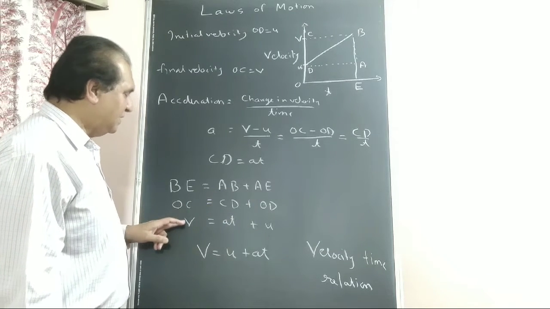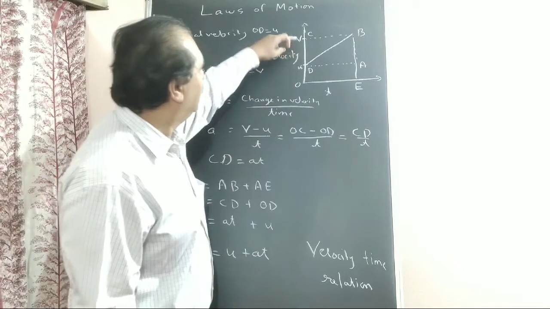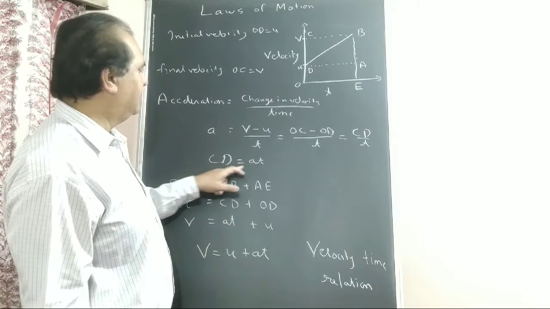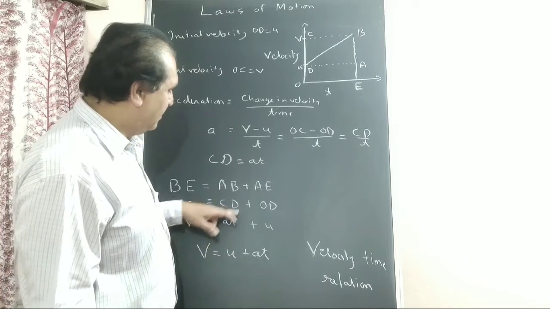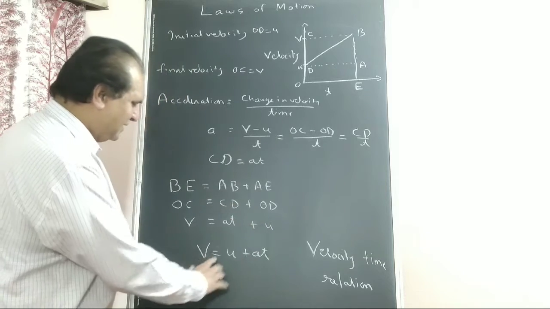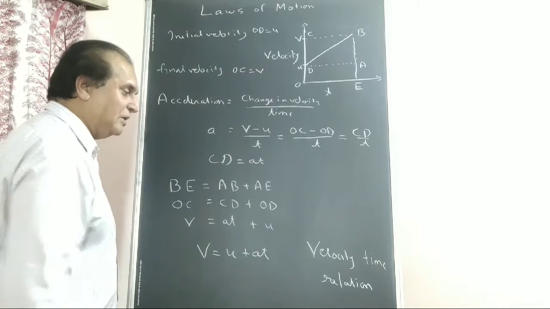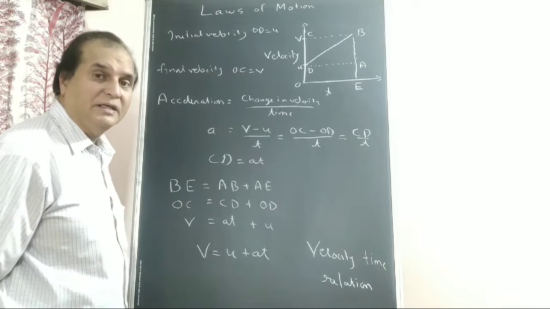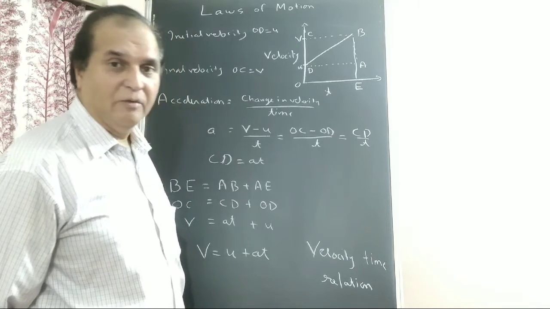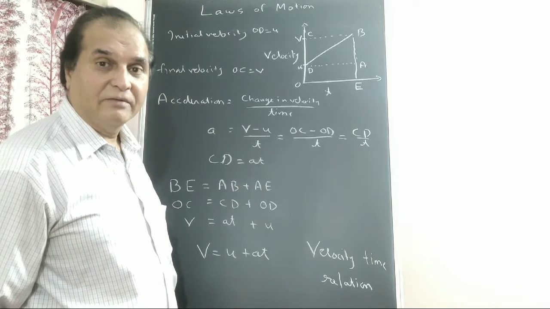But OC is nothing but v, the final velocity. CD is nothing but a into t, CD is at, already proved. And OD is u, the initial velocity. So we write v is equal to u plus at. This is the velocity time relation. Getting it? The first derivation we have proved, the first kinematic equation.